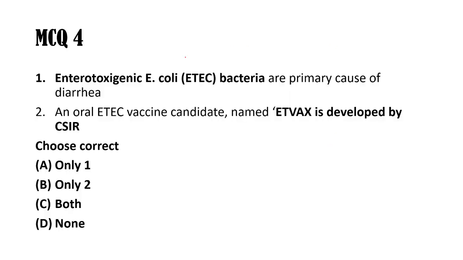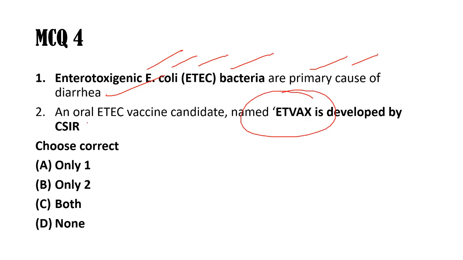Next, enterotoxigenic E. coli, ETEC bacteria are the primary cause of diarrhea. Yes, it is one of the most common reasons for diarrhea, just like the rotavirus in kids. This E. coli infection is a very common infection, and this enterotoxigenic E. coli is a very dangerous one. An oral ETEC vaccine candidate named ETVax is for the first time developed by CSIR. You see, there was no vaccine till date, but now these trials are going on in Bangladesh also. They are doing clinical trials there.